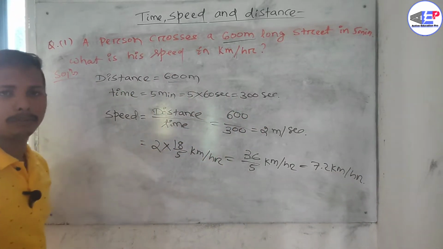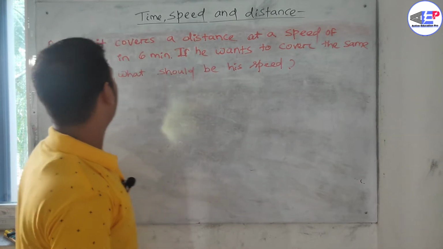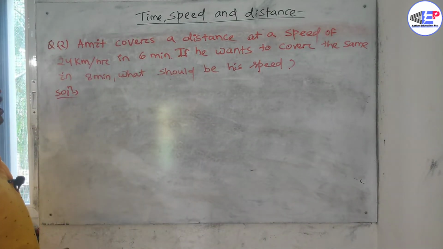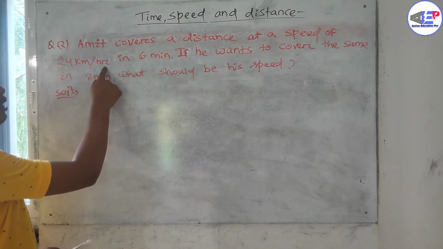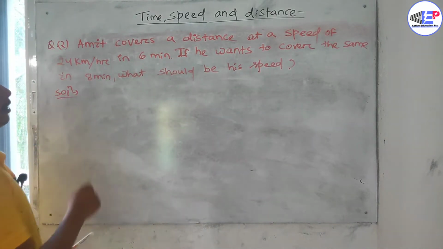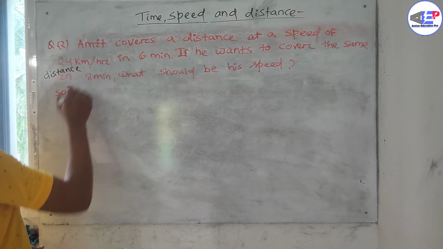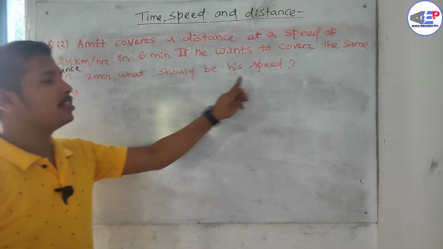Let us do another problem. Here the question is that Amit covers a distance at a speed of 24 km per hour in 6 minutes. If he wants to cover the same distance in 8 minutes, what should be his speed?